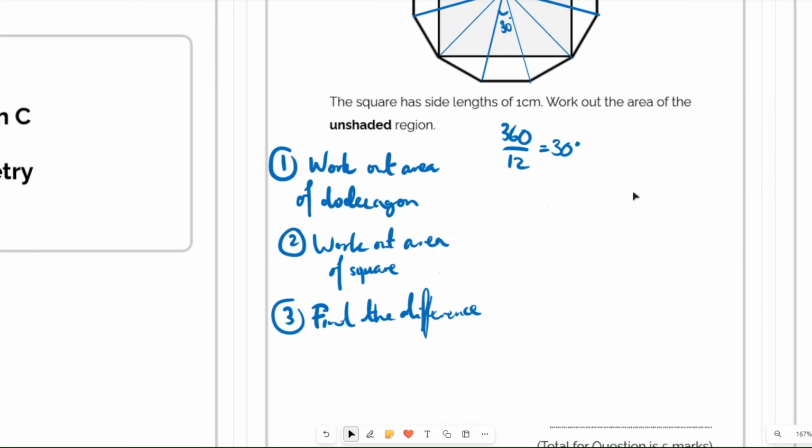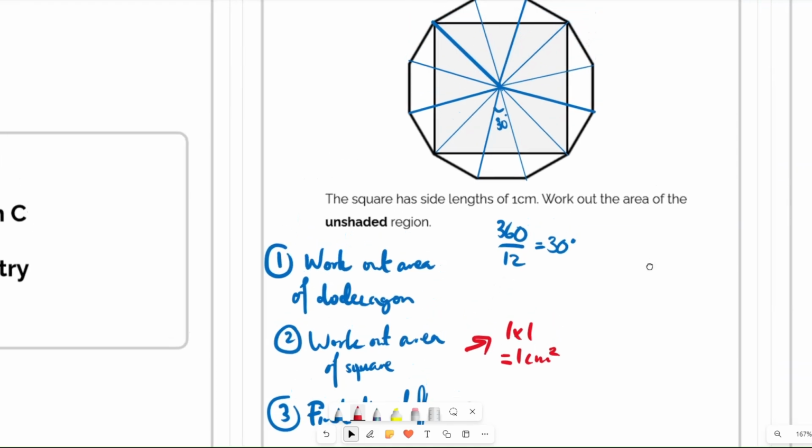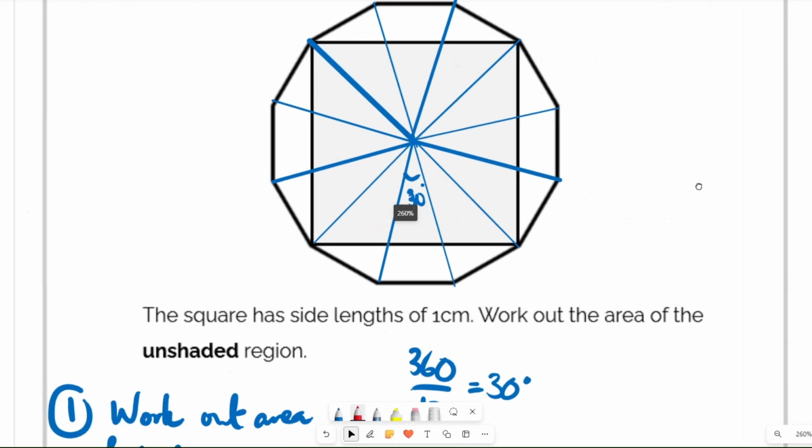Before we do though, let's work out the area of the square while we're here, because this is really easy. Side lengths of 1, so it's just 1 times 1, which is 1 centimeter squared. But that might actually help us, and I will show you why.